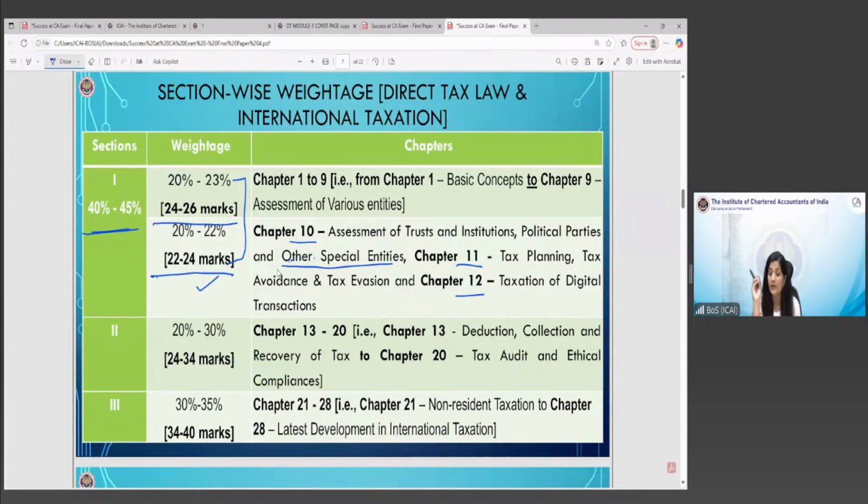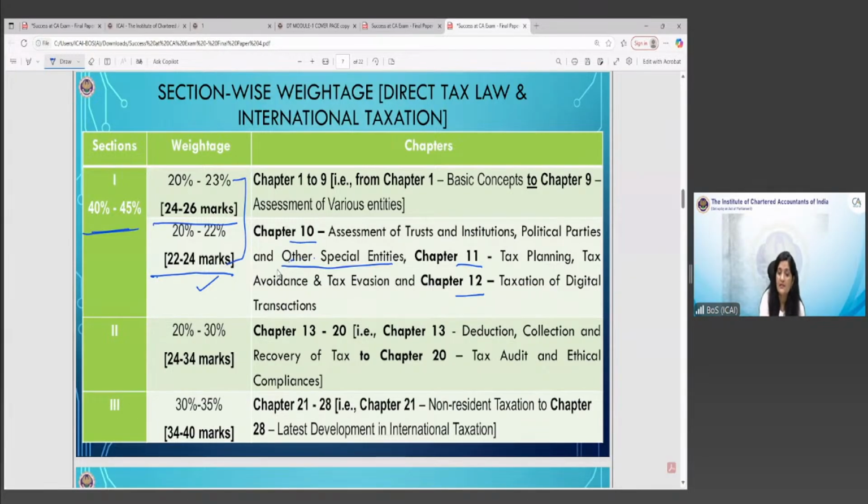Please go through it. In tax planning, tax avoidance, and tax evasion, GAAR is specifically covered. Do go through the examples and illustrations given in GAAR, and the test your knowledge questions given in GAAR. Most of the time questions are framed based on those illustrations, examples, and test your knowledge questions. Then taxation of digital transactions, the virtual digital asset, is one of the important topics in this chapter. Okay, and then subsection 1.